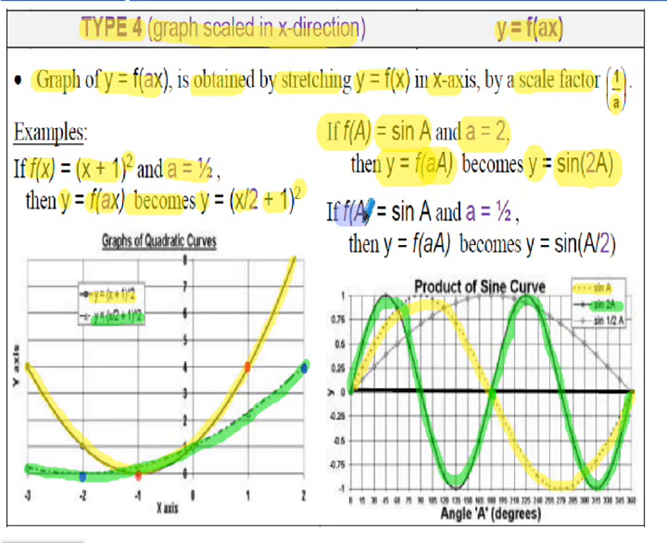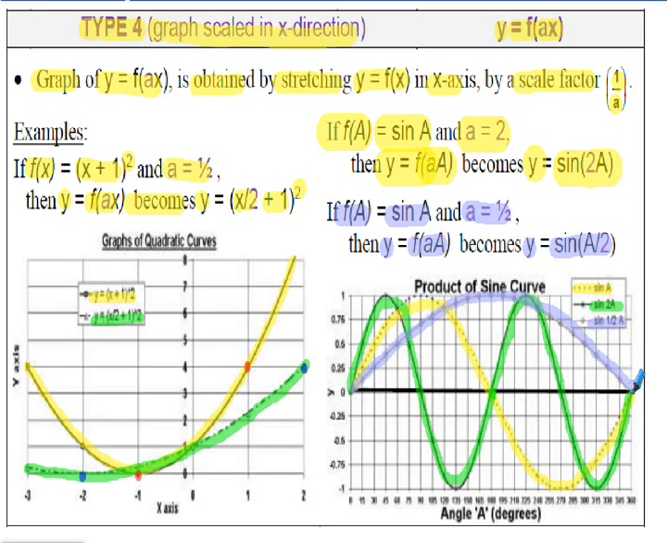If we again consider the f(A) curve equal to sine A, but this time the factor a is a half, then y is equal to f(aA) becomes y is equal to sine of A upon 2, in other words a half of the angle A. Now the scaling factor is 1 upon a half again. 1 upon a half is actually 2. So what we're going to do now is scale the equation y is equal to sine of A by 2 in the x direction. If we now plot sine of half A between 0 and 360, we find we plot just half of a sine curve because we have a scaling factor of 2.